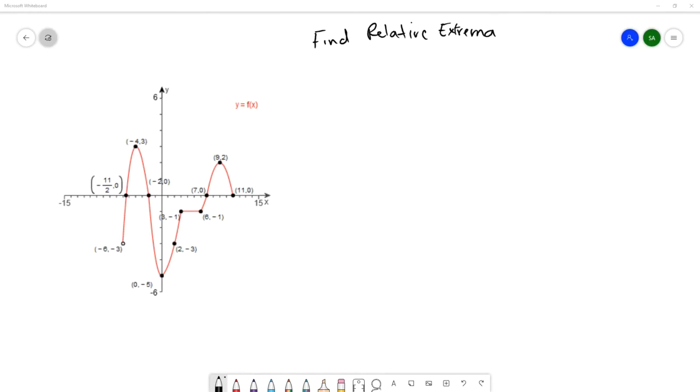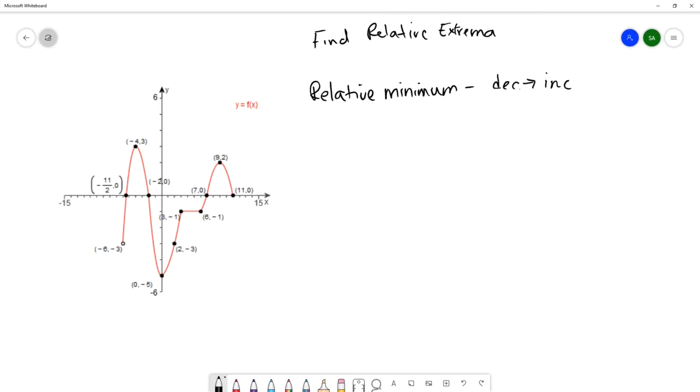On this question, we're given a graph, and we want to find the relative extrema. Specifically, the directions say, for what values of x does f obtain a relative minimum, and what are these relative minima? So looking at this graph, we're starting with relative minimum. And we have a definition of relative minimum. And the definition says that we'll need to see a change in the function from decreasing to increasing.